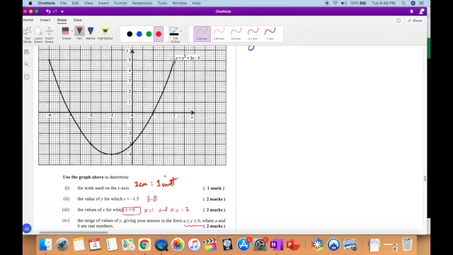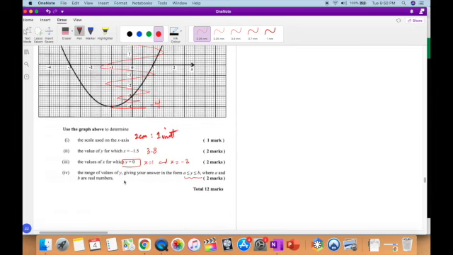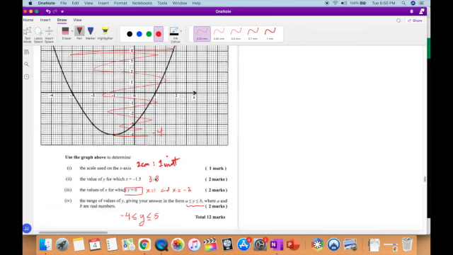We could see here that the highest y value is positive 5. And the very lowest y value is the turning point, which is negative 4. So y, this entire graph, exists between 5 and negative 4 on the y-axis. So I will put negative 4, y, 5. And that is it for this one.